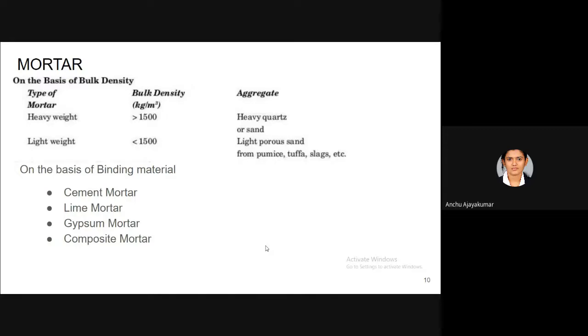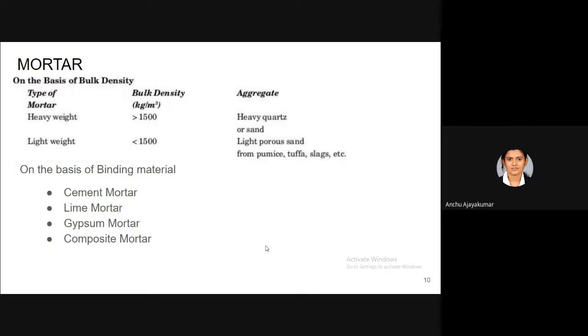If it belongs to heavy weight, bulk density will be greater than 1500 kilogram per meter cube. And in that we are using the aggregate. What aggregate are you using for your heavy weight mortars? Heavy quartz or sand is used for your heavy weight mortars. And for lightweight mortars, we are using light porous sand and slag-like materials.